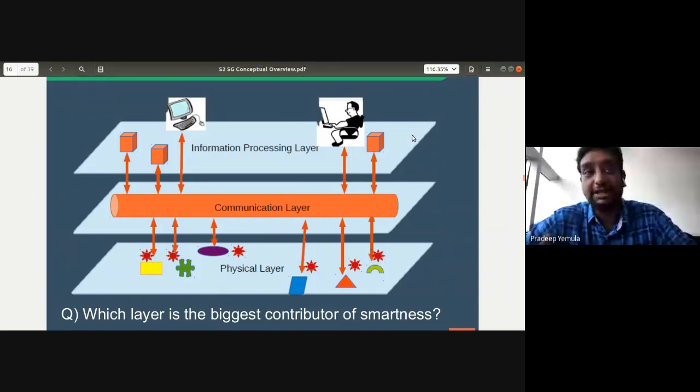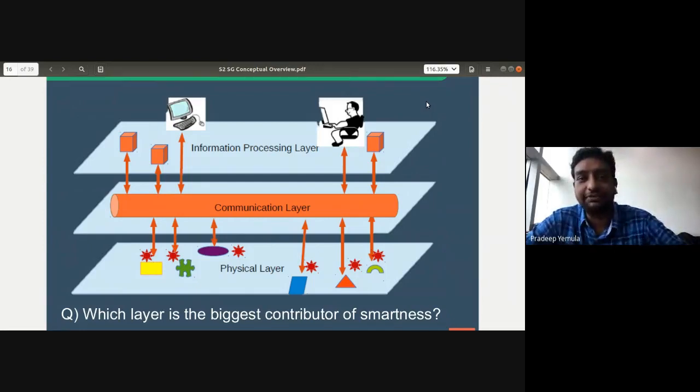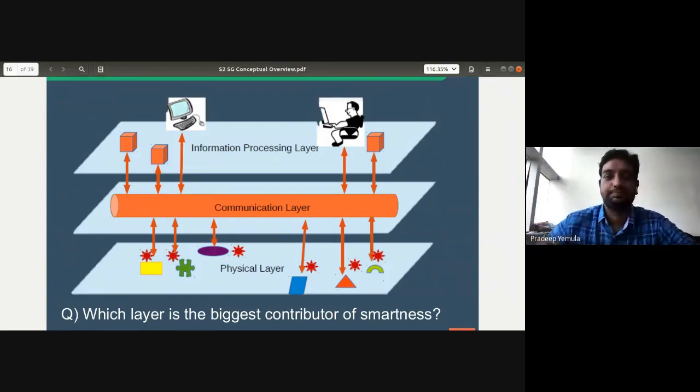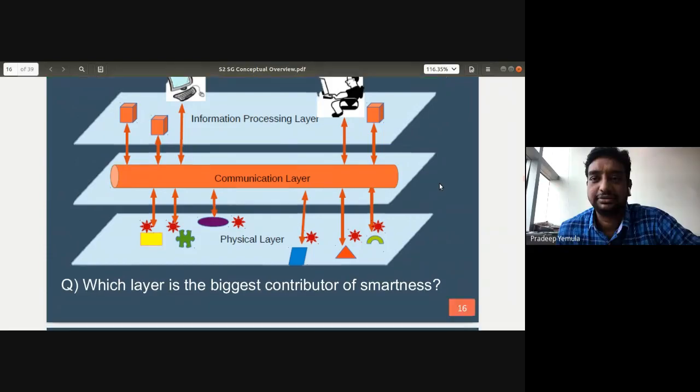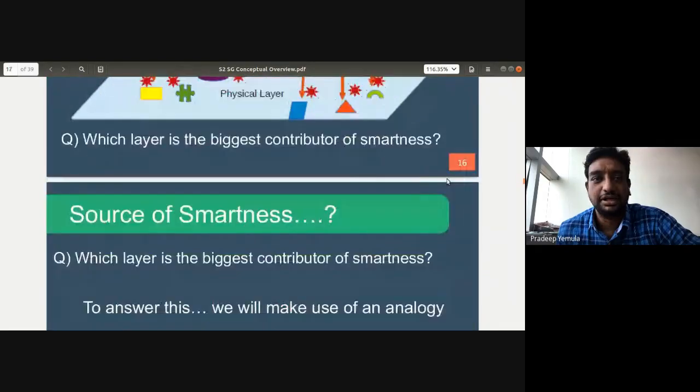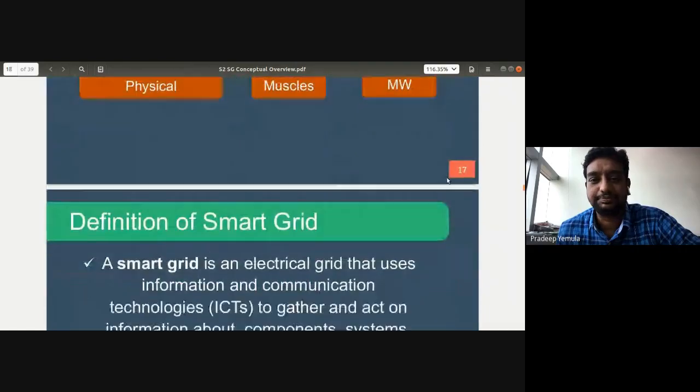And the answer is the applications which are written, the software which is written at the information processing layer. The software will identify which data to act upon, and that data will be taken, and the software will be able to do that. Any further questions? Shall I move forward? Okay, so I'll move forward.